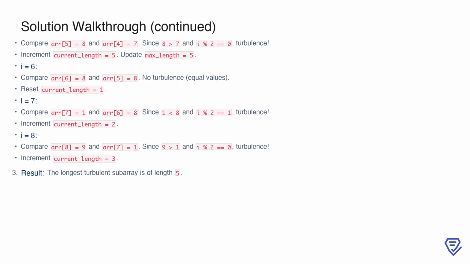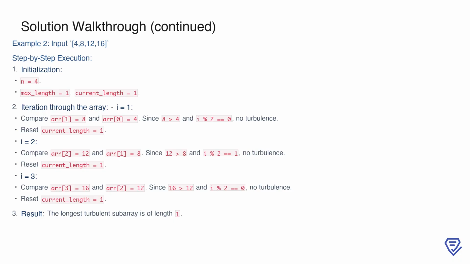Finally, at i equals 8, arr[8] equals 9 is compared with arr[7] equals 1. Here, 9 > 1 and the index i is even, so turbulence continues. We increment current_length to 3. After iterating through the array, the longest turbulent subarray has a length of 5, which is our result.